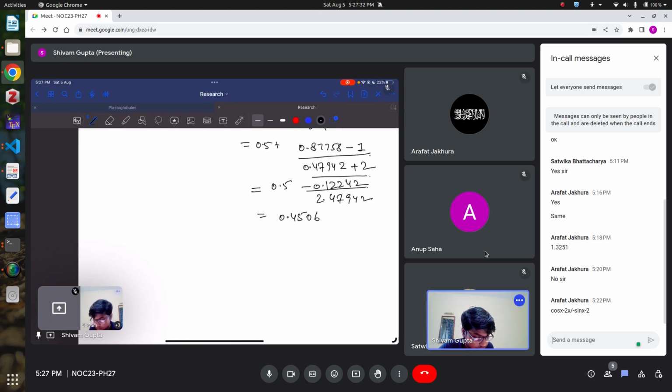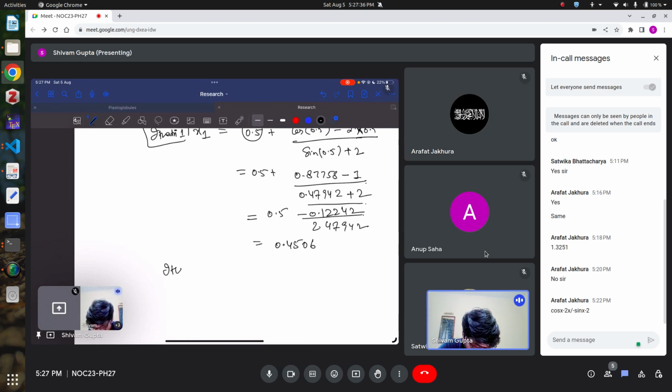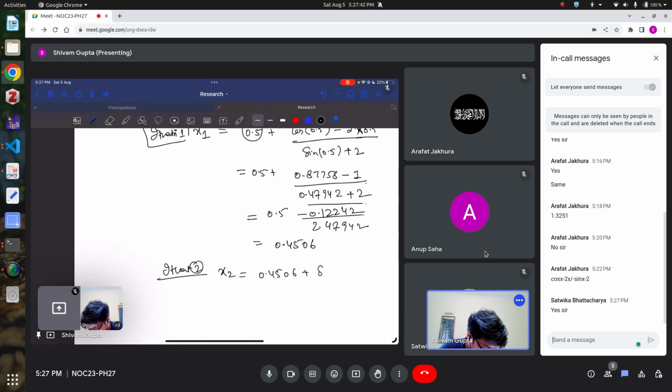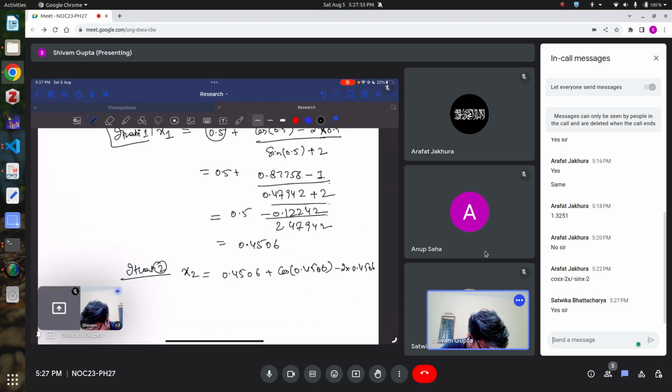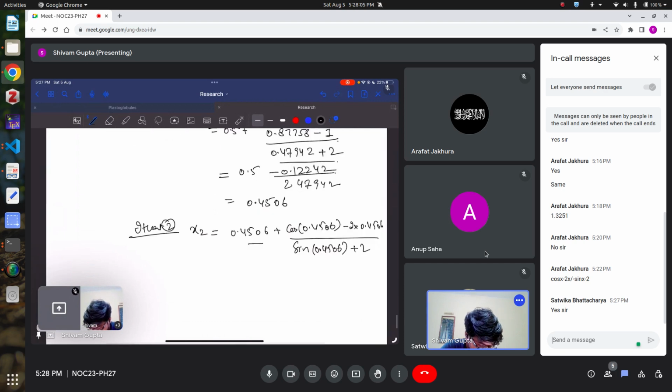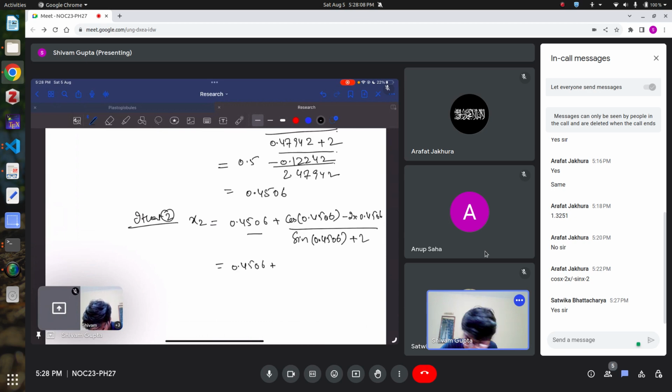Yes, sir. Okay, so we will go to iteration 2. x2 becomes 0.4506 plus cos of 0.4506 minus 2 times 0.4506, over sine of 0.4506 plus 2. So we are getting, sine of 0.4506 is 0.4355, plus 2.